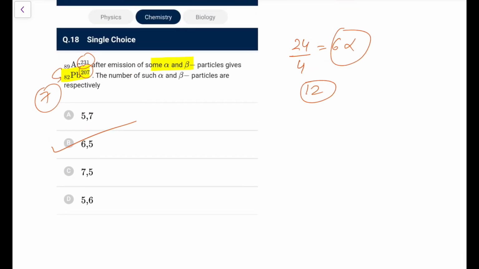So that was the today's paper. So from physics I have solved not 45, I have solved 47 questions.